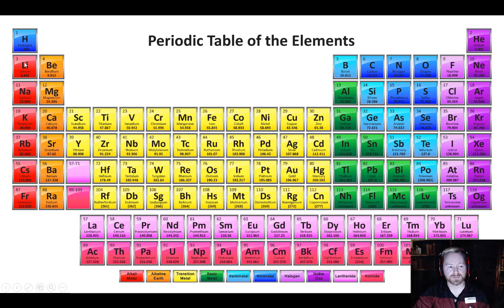For example, look over here on this side. Here is sodium. We said sodium has one electron in its outer shell, right? All of these in this column have one electron in its outer shell. Look on the other side. Here we have fluorine, chlorine, bromine. Chlorine, didn't we say chlorine is just missing one electron in its outer shell? Guess what? All of these are missing one electron in their outer shell.